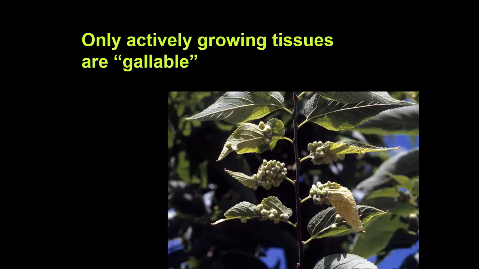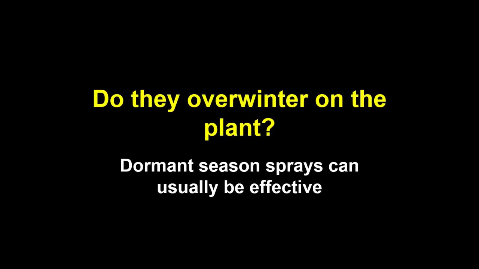But after that point, the leaves beyond that, and prior to that point, there were leaves that had developed that were not in a stage that could be turned into a gall. They did not coincide with the actively developing stages of the insect at the time that the leaf was actually growing. So only actively growing tissues can be turned into galls, or are gallable.